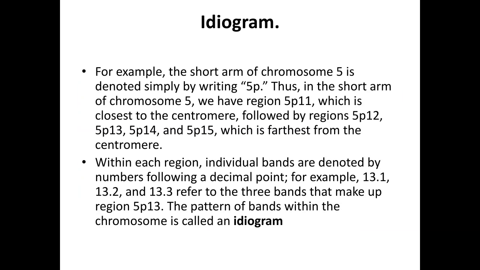Within each region, individual bands are denoted by numbers following a decimal point. For example, 13.1, 13.2 and 13.3 refer to the three bands that make up region 5P13. The pattern of bands within the chromosome is called an ideogram.